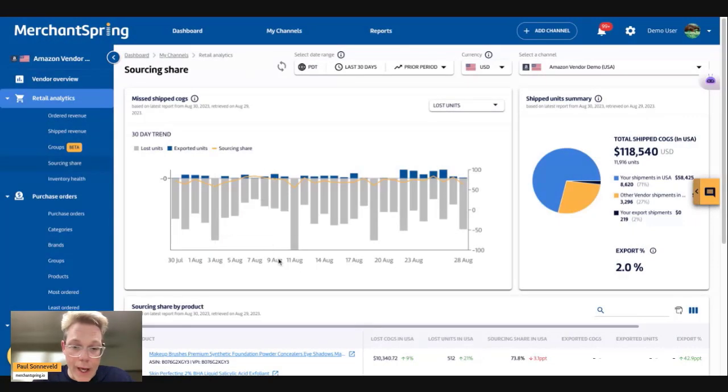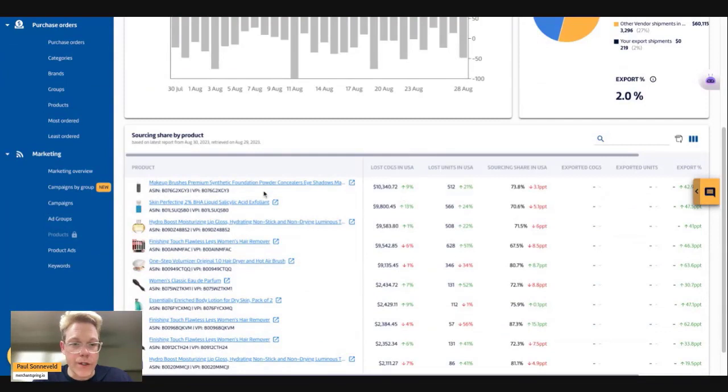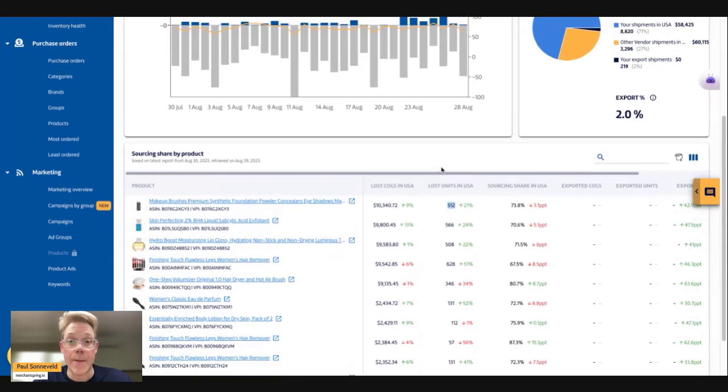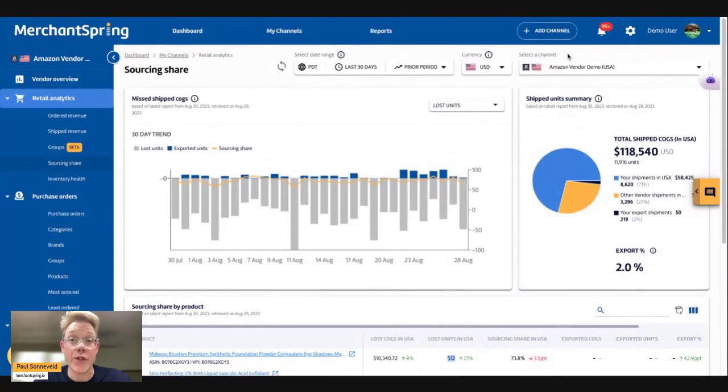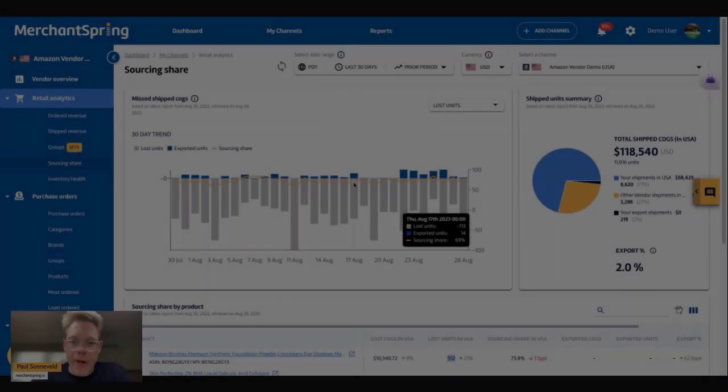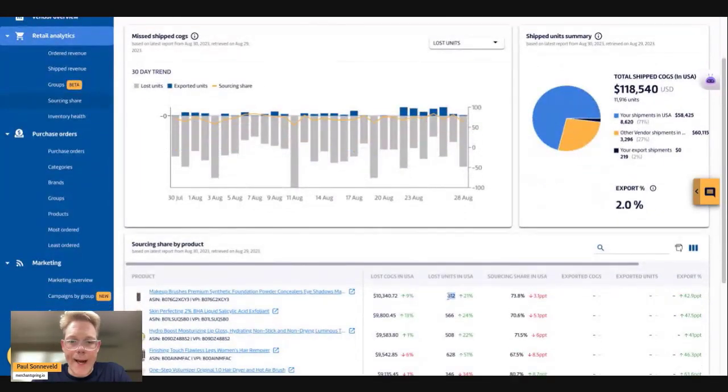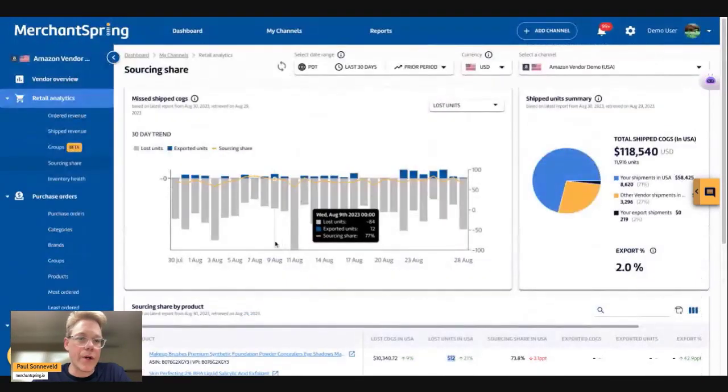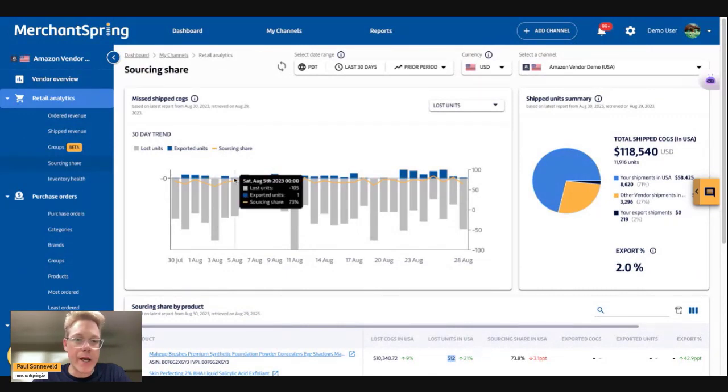So what we do is we calculate that at a particular product level. So here we've got all of the ASINs, and what you see here is we will calculate for every single ASIN, how many units did you lose during the time period selected, and what is your sourcing share as a result. So what happens is on a daily basis, we will add up all of these units and provide an estimate of the units lost and what your sourcing share is. So that's the yellow line here. We express it as a percentage. And that really says of all the units that Amazon has fulfilled in a particular country, in this case, the United States, what proportion was fulfilled from your inventory.